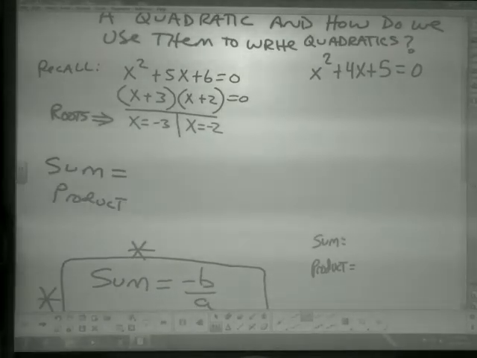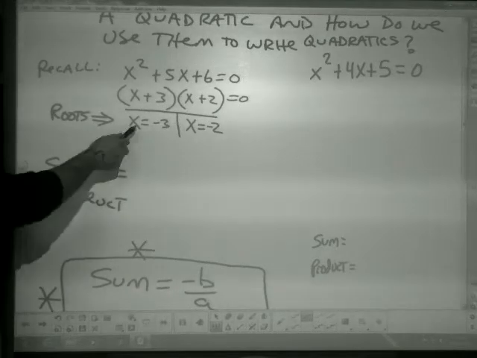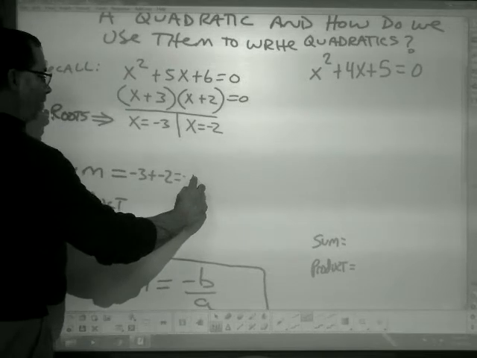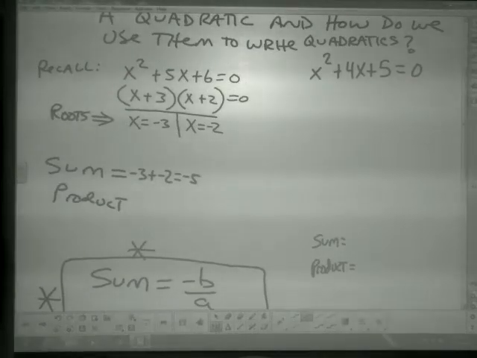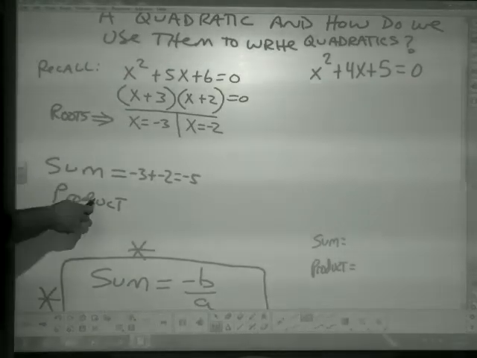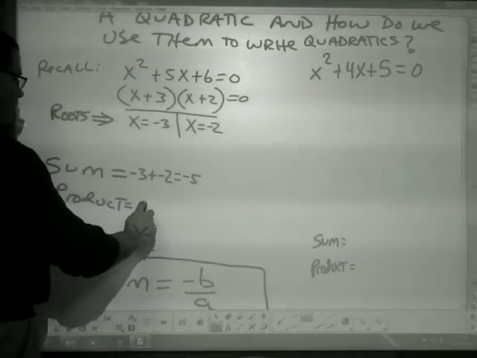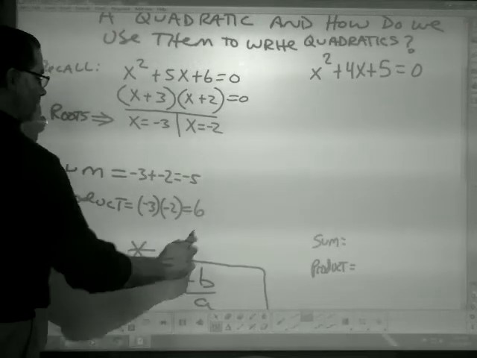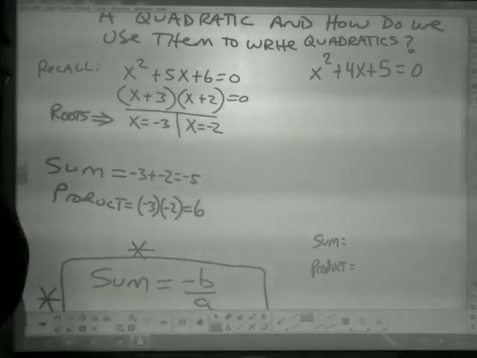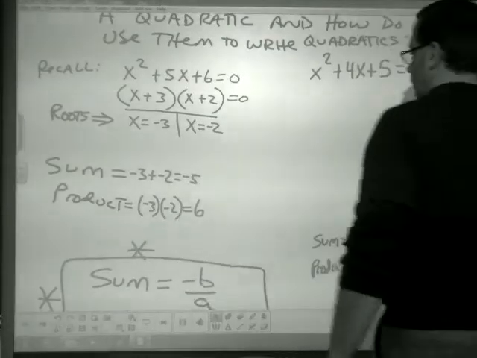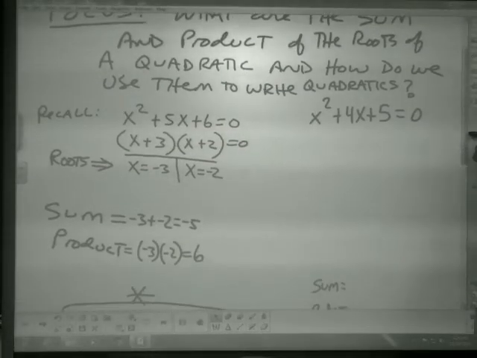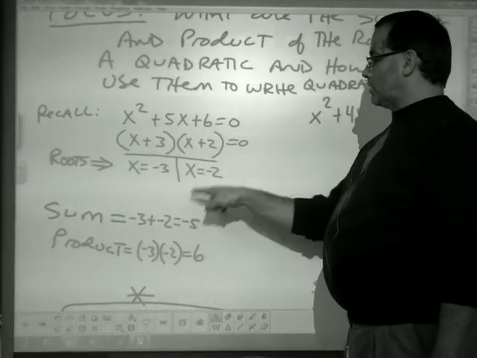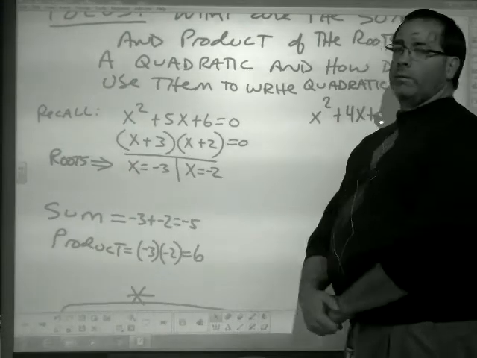So if I said, what is the sum of those roots, I would take -3 plus -2, and I would get -5. Piece of cake. Product of the roots, I would take -3 times -2, and I would get 6. So, how can I find the sum and product of the roots? I could do the whole thing, get my answers, sum them, and product them.